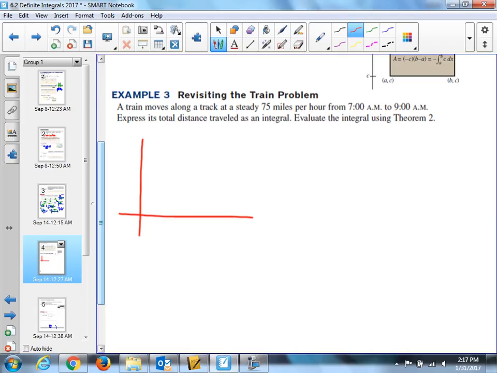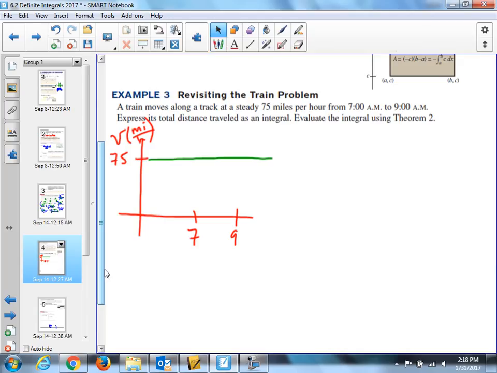So, 75 miles per hour, that's our velocity here. Now, the hours. Let's just call 12 noon 0, right? 1, 2, 3, 4, 5, 6, 7, 8, 9. That's all I need on this graph. And it's constant, 75, so we understand this. I don't know when it started being constant, but we're going to steady at least over 7 through 9 anyways.